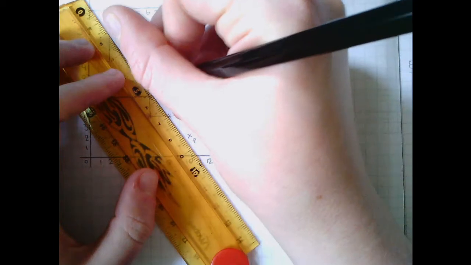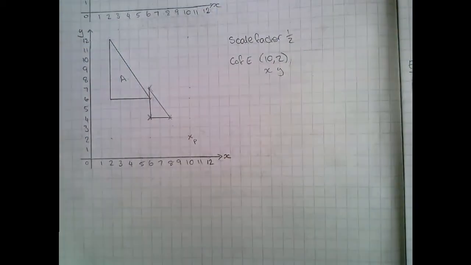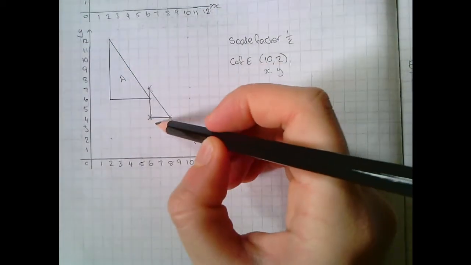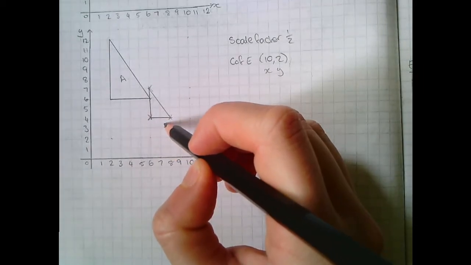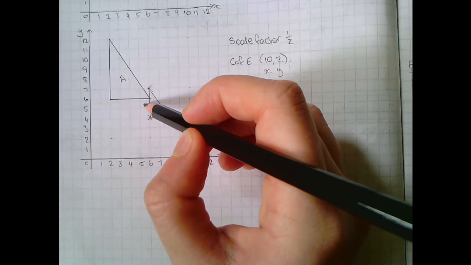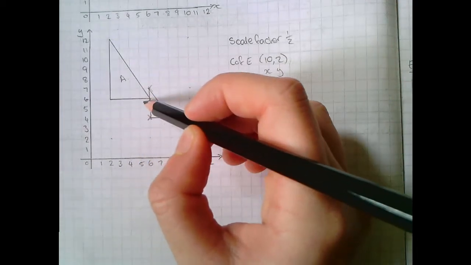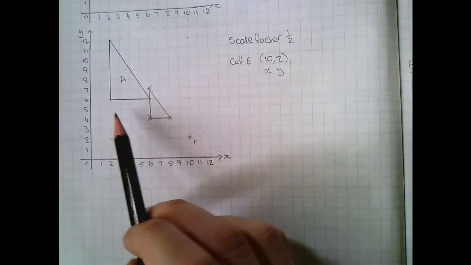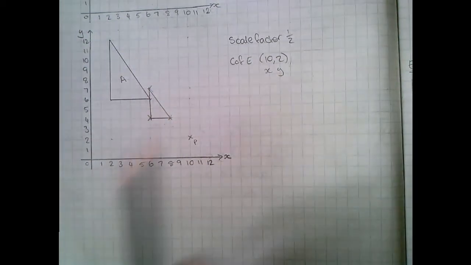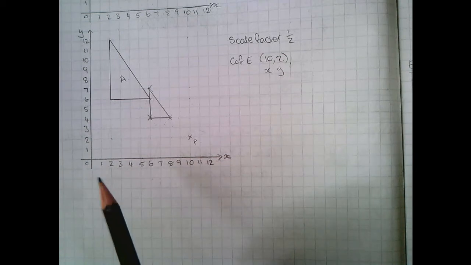So we can join those up, and there we go. Okay, just to check these, we have a look at these 2 sides. So the sides of our image, sides of our object. So object has 1, 2, 3, 4 in this direction. This one has 2. Okay, so 2 is half of 4. So we have enlarged by the correct scale factor.